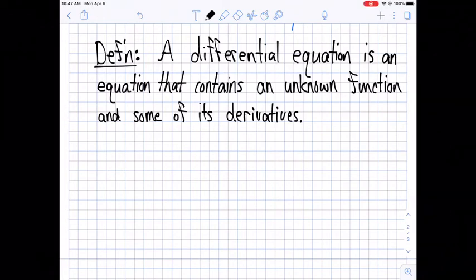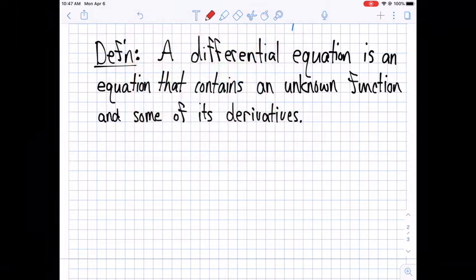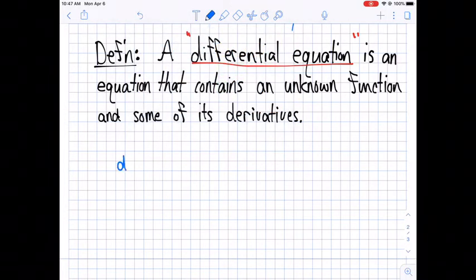Okay, so first looking at just a differential equation. A differential equation is an equation that contains an unknown function and some of its derivatives. So actually we just saw one of these above. If I take a look here at dy/dx equal to 2x minus 1, this is a differential equation.